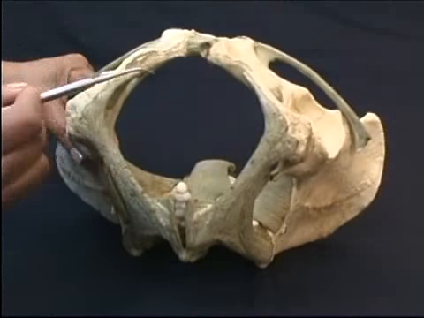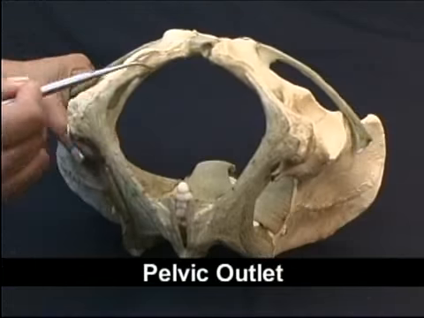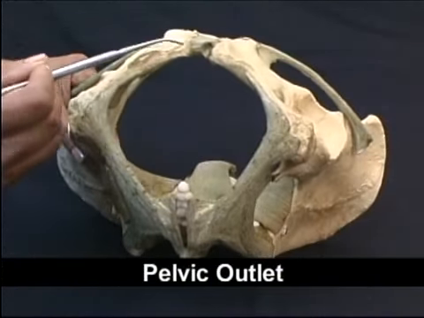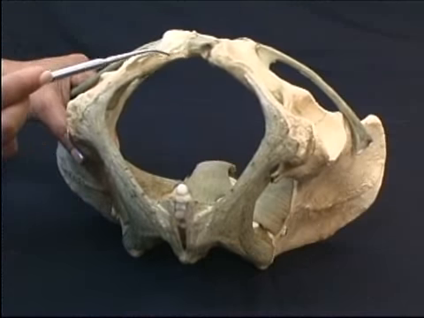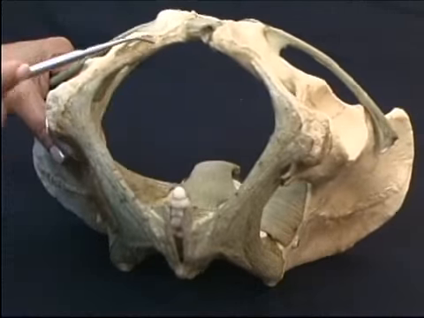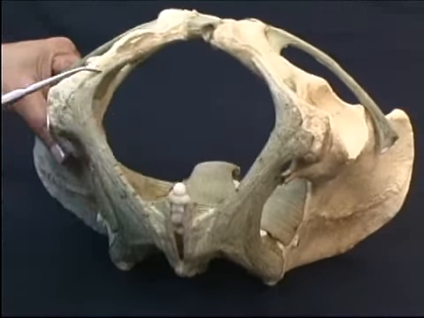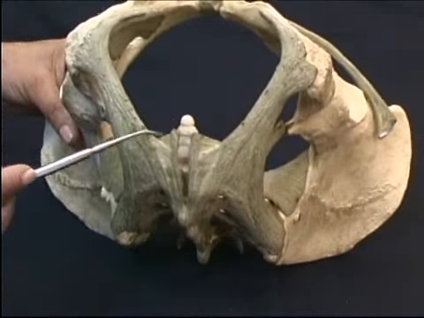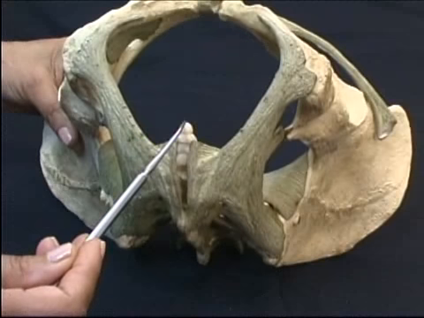This diamond-shaped area is the outlet of the pelvis, which is formed anteriorly by the pubic symphysis. On right and left side, ischiopubic arch or rami, sacrotuberous ligament, and tip of the coccyx.